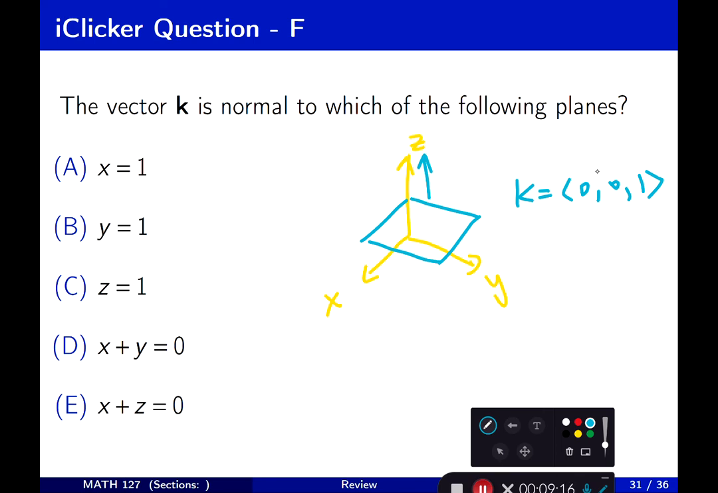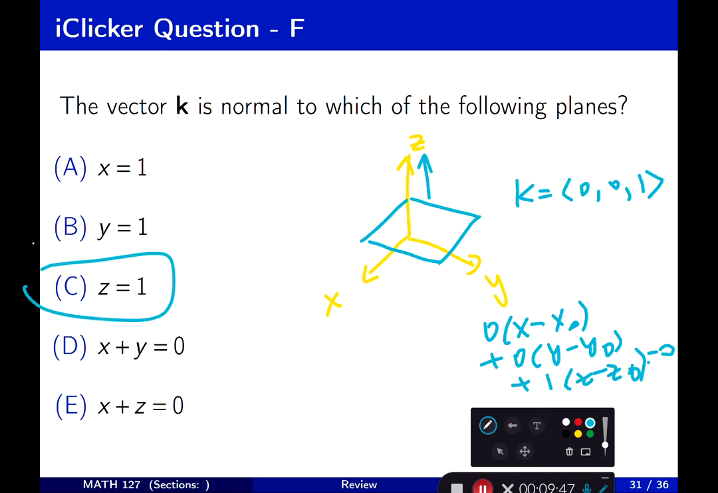And then however you want to write out the equation of a plane, it's going to end up with 0 times x minus x naught plus 0 times y minus y naught plus 1 times z minus z naught equal to 0. And that will give you z equal to a constant, and that's C.